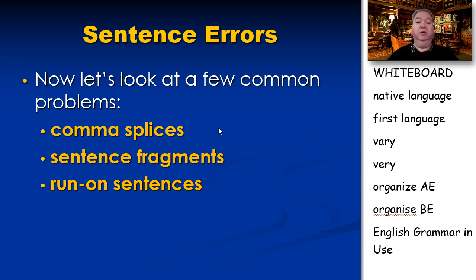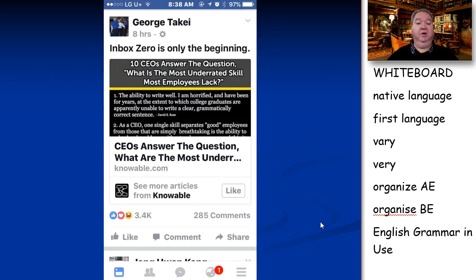So the problems we're going to look at here are something called comma splices, sentence fragments, and run-on sentences. And the solutions to these, the ways to fix these, are very simple and very similar. Okay, but we'll look at these one by one and see how to fix these problems.